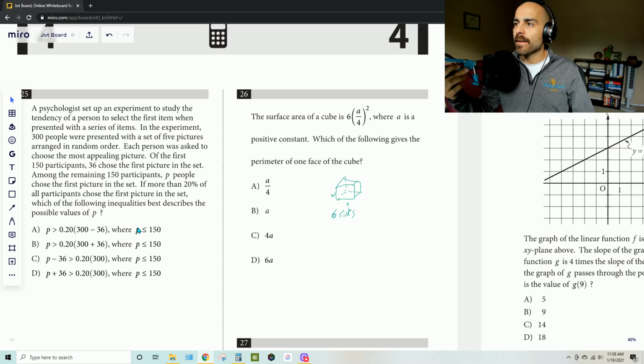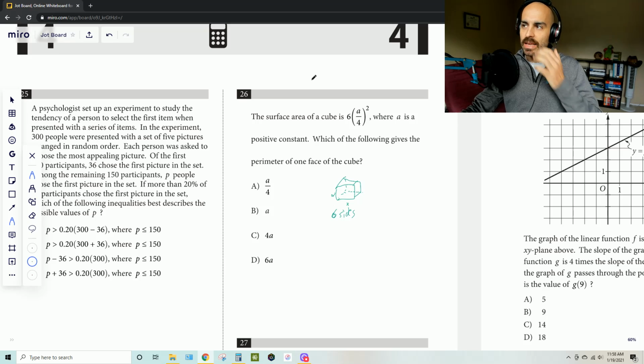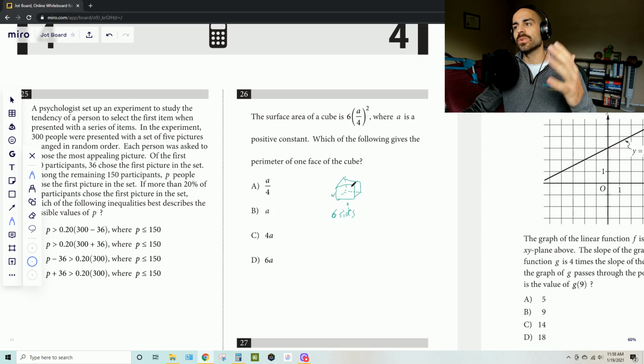Ultimately, we may not have the formula for the surface area of a cube memorized, but being able to recreate a cube, we can remember what it could be based on making it ourselves. So I see that a cube has 6 sides. Remember, the surface area is just the area of every single face.